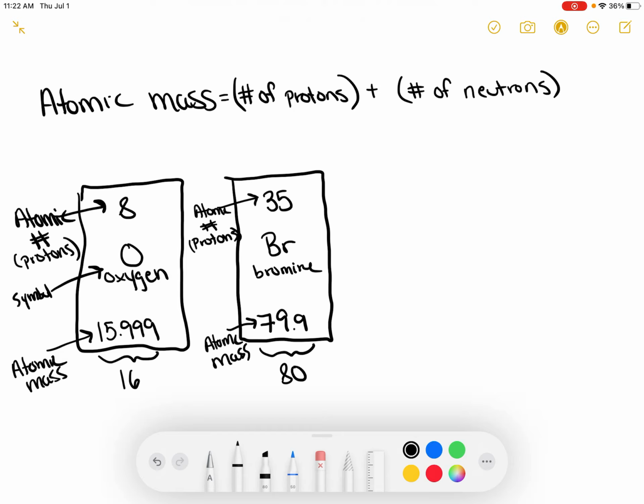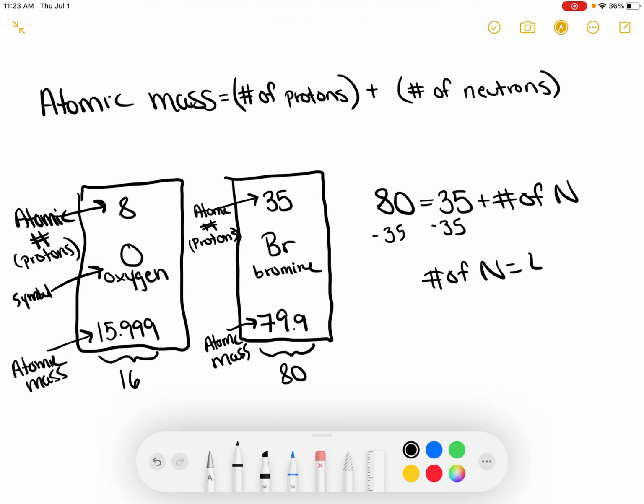If we plug that into our equation, we have an atomic mass of 80. We know that's equal to the number of protons, which is 35, plus the number of neutrons, which we don't know yet. That's our unknown. We subtract 35 from both sides, and we get that the number of neutrons equals 45. So again, you can see how easy it is to plug those numbers into the equation and solve for your unknown.